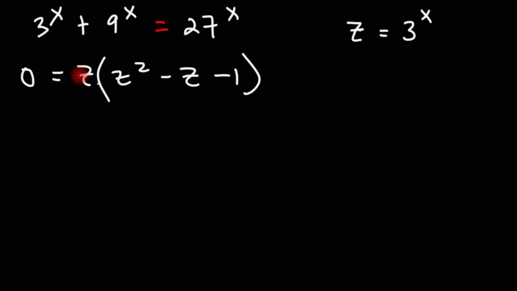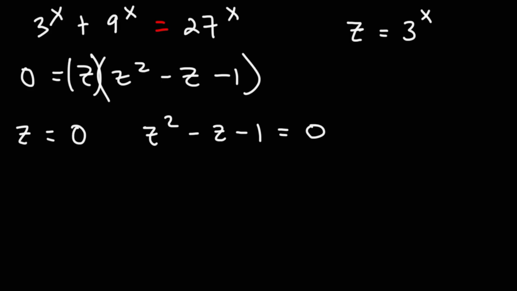Now we could break this up into two factors using the zero product property. 0 times anything is 0. So if one of these factors is equal to 0, the whole thing is 0. So we could set each of those factors equal to 0. So we have Z is equal to 0, and Z squared minus Z minus 1 is equal to 0. So this is one solution for Z. To get the other ones, we need to use the quadratic formula.